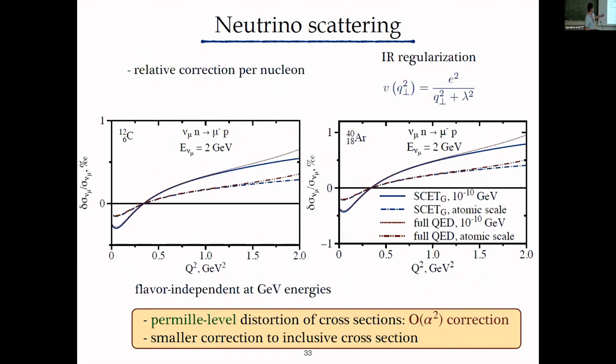For regularization, we take this kind of form. And the question is where to regularize our potential. We have chosen to regularize it at the atomic scale. The reason is that outside atoms, we do not see what's going on inside the nucleus. Below that, of course, electrons feel the field of protons inside the nucleus. The results are shown here for the atomic scale and for a slightly larger scale in coordinate space where there is no electric field. The results are shown for carbon nucleus and for argon nucleus in case of neutrinos of 2 GeV energy.